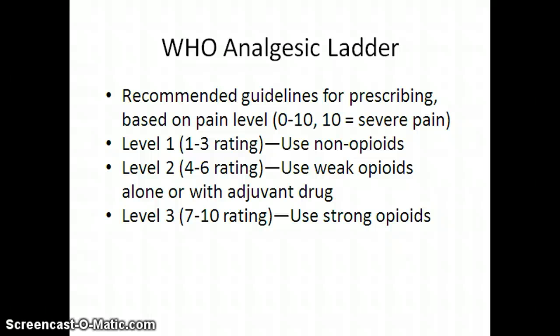prescribing pain medication, and it does go off of the 0 to 10 rating scale. And so it talks about the lower levels 1 to 3, and we want to use non-opioids, so that would be using like Tylenol, aspirin, the NSAIDs, those types of things. Level 2 is that the pain is getting a little bit more, so maybe we need to use some weak form of opioid, and then also we can either add that to the non-opioid or try with another adjunct drug.